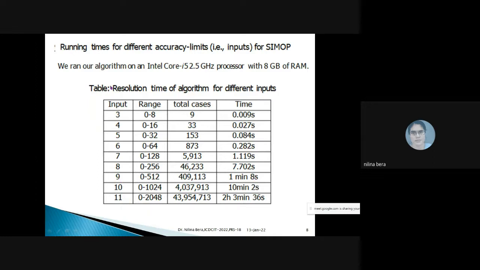Now even for CMOP, suppose input x equal to 11, that means 2 to the power 11, 2048. The total number of cases is huge, but still the time is 2 hours, which is within control. We ran our algorithm on an Intel Core i5, 2.5 gigahertz processor, and just 8 GB of RAM. Still, the accuracy level for different inputs, within the running time, is basically market leading.